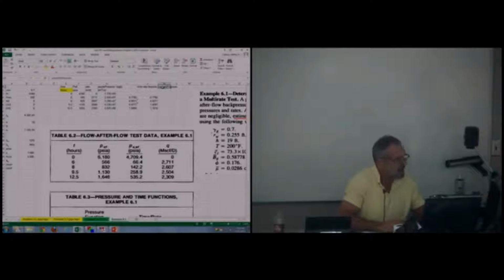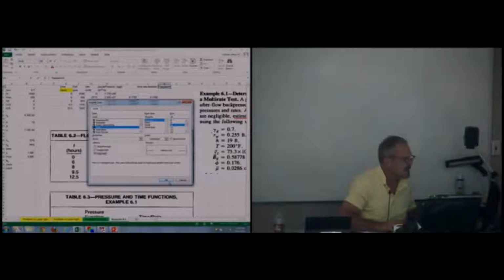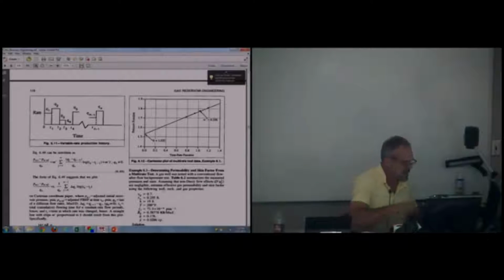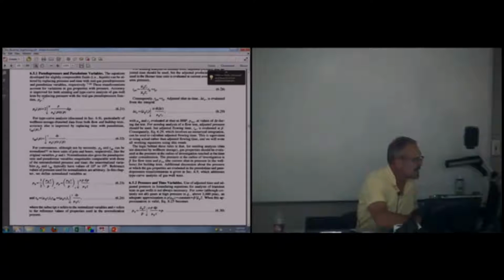I'm sorry. I'm going to calculate P apparent. Isn't that what they call it? I'm going to go back and check what the book has. They call it normalized, and it refers to a normalized value. They're going to use the normalized value. I'm basically going to do equation 6.23.